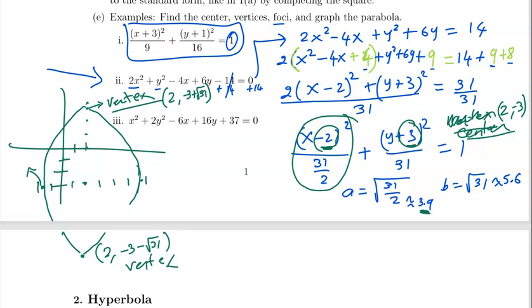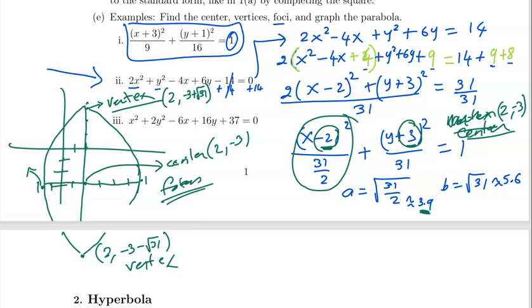Okay, sorry about that new page there. So that's my ellipse. We have the center, which is 2 comma -3, and that's a major axis and that's a minor axis. But now I need to find the focus.